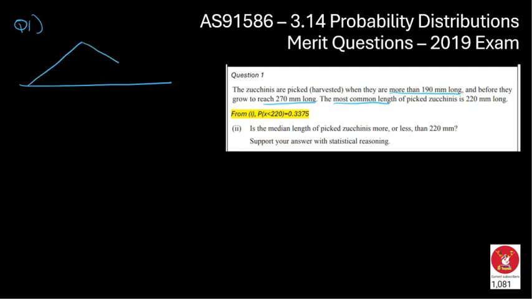So if you've got your triangular distribution like this, you had the minimum value of 190, and that's when they were picked. We had the maximum value of 270, and then finally down the middle, it had a mode or a peak of 220 millimeters long. So for me, this looks like a triangular distribution.